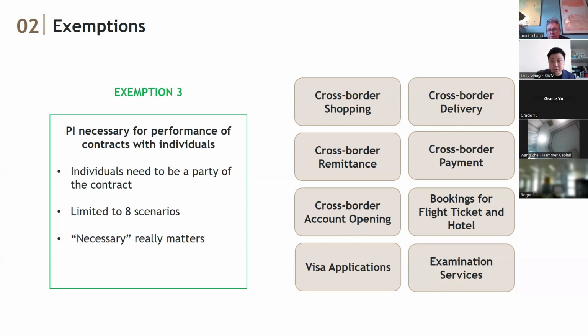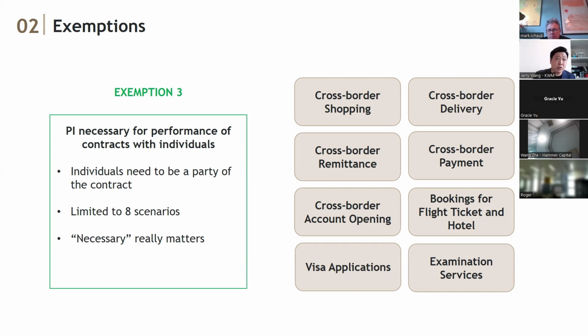So it's like cross-border shipping, delivery, banking things like remittance, payment, account opening, and also travel bookings, visa applications, and exam services such as the IELTS test and TOEFL test. All these 8 scenarios are expressly listed by the new rules as the typical situations.